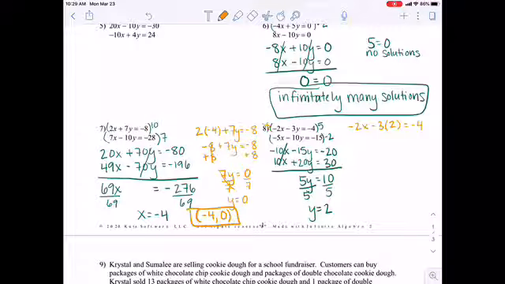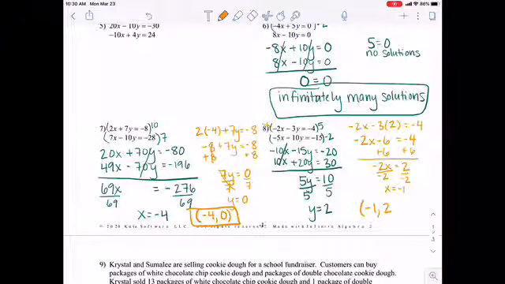Well, negative 3 times 2 is negative 6. So I have negative 2x minus 6 equals negative 4. I can add the 6 over to the other side, which gives me that negative 2x equals negative 4 plus 6, which is positive 2. And then last but not least, if I divide on both sides by negative 2, I get that x equals negative 1. So my x value is negative 1, and my y value is 2, and this is my final answer.